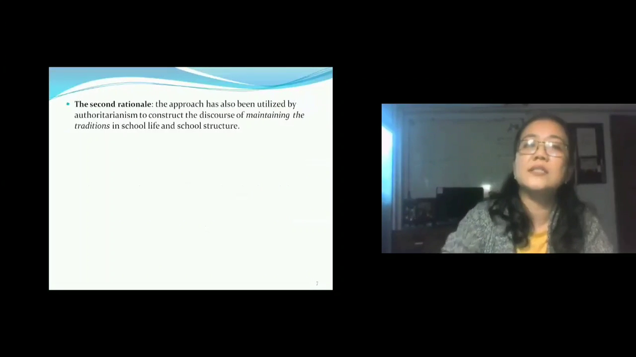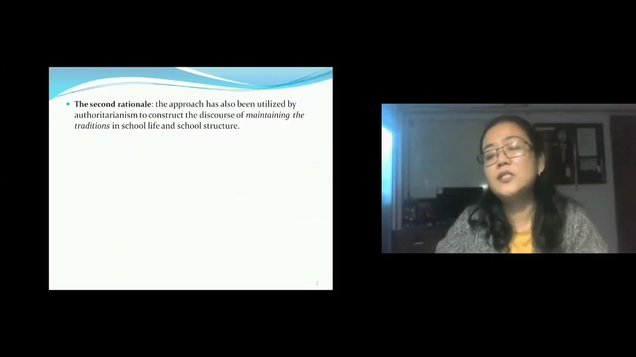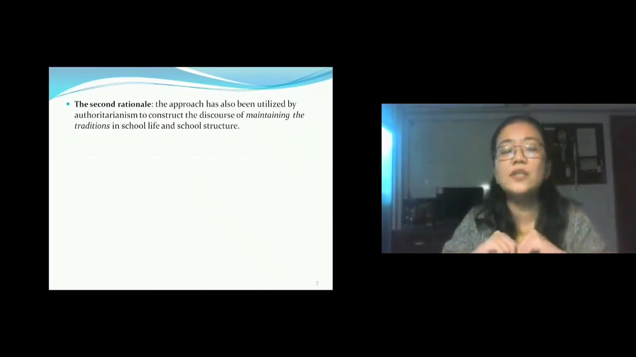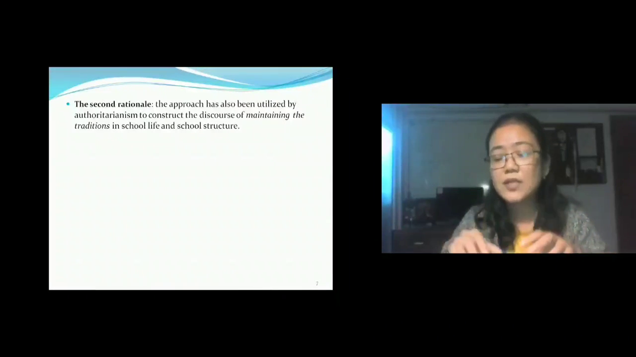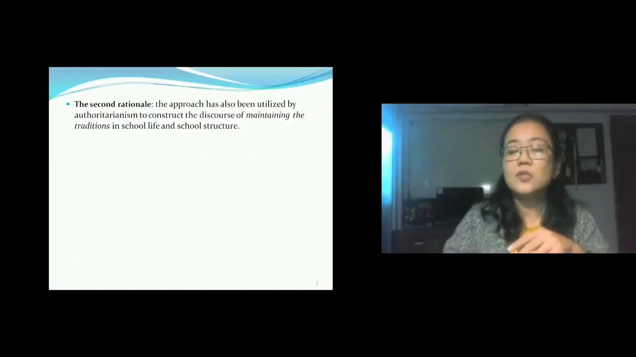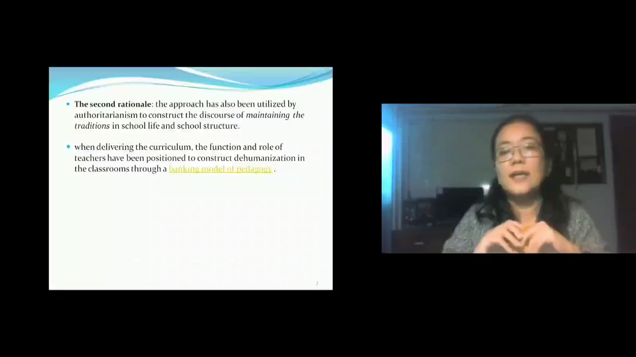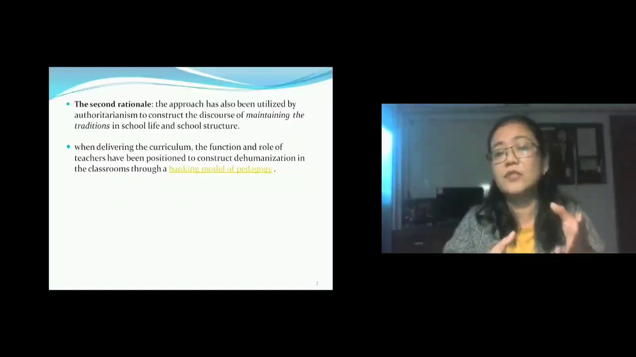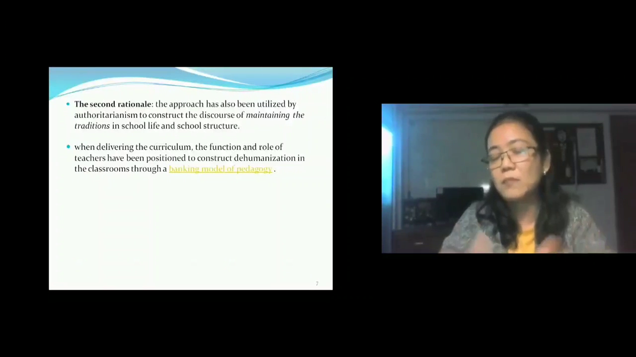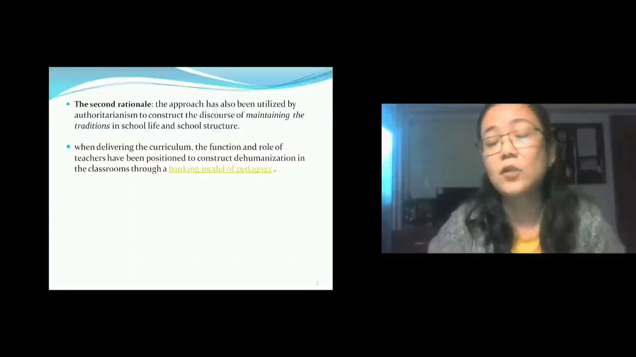And the second rationale is that the approach is used by authoritarianism in the classroom as a kind of discourse, or as a kind of narrative, for maintaining the tradition in the school context, school life and school structure. Because of this type of discourse, the function and role of the teacher in the classroom is as a kind of actor to construct dehumanization in the classroom. It's all about the famous pedagogy of the oppressed, actually.